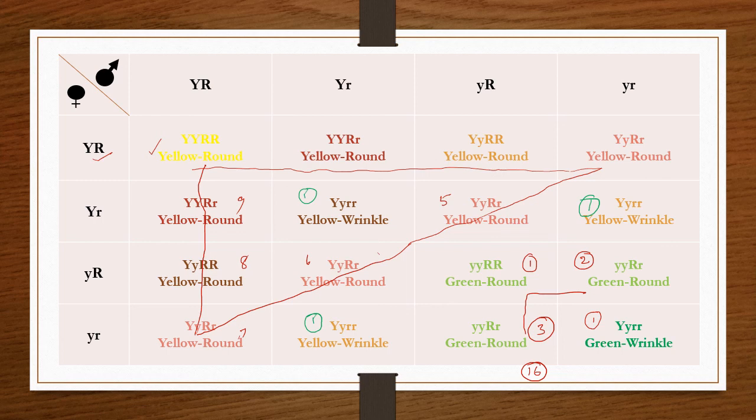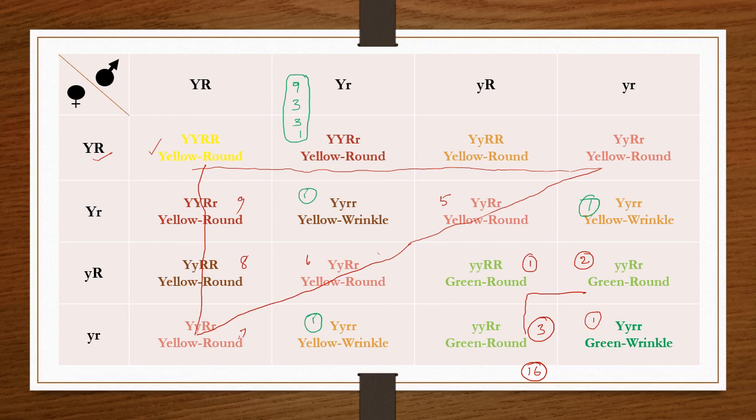So here we can observe that 9 plants are yellow round, 3 plants are yellow wrinkled, 3 plants are green round and 1 plant is green wrinkled. So 9 is to 3 is to 3 is to 1. That is the phenotypic ratio by external observation. There are a total of 4 types of phenotypes we can observe in this dihybrid cross.